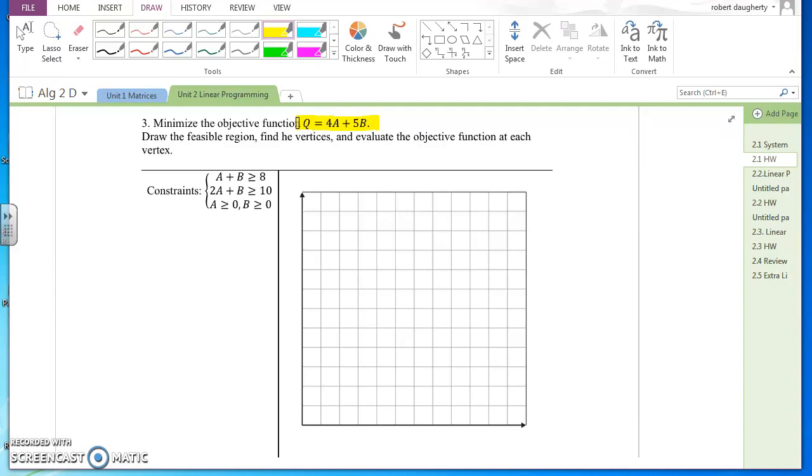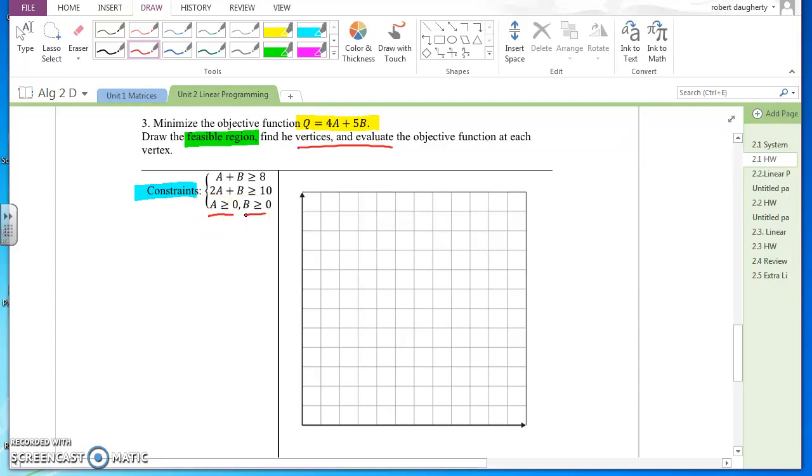The constraints we are given are right here. So these are my constraints. I need to map the constraints so that I can figure out my feasible region. Once I map that, then I can find the vertices, and then I have to evaluate this function Q at each of the vertices. So what I choose to do is, first of all, I need to graph what is here. So A greater than 0, B greater than 0, that just means I'm in the first quadrant.